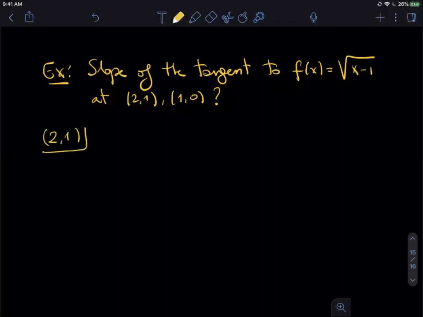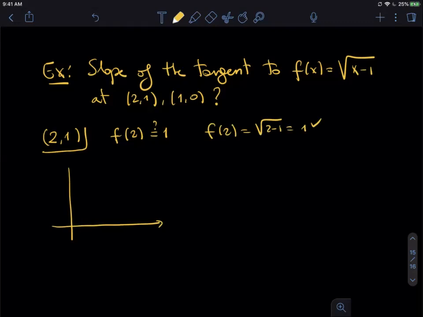Okay, and here we need to always check that f of 2 equals 1, because the problem may be incorrect. But if we check, f of 2 is the square root of 2 minus 1, that's 1, no problem. So let's go for it. Let me graph. We don't need this for the problem, but let me do it so that we get an idea what's going on.